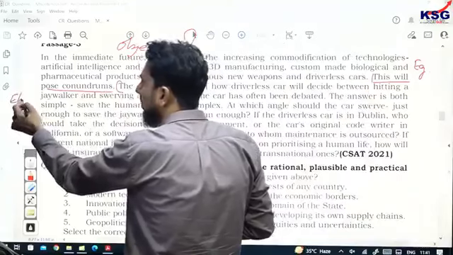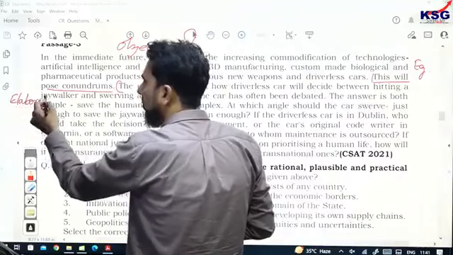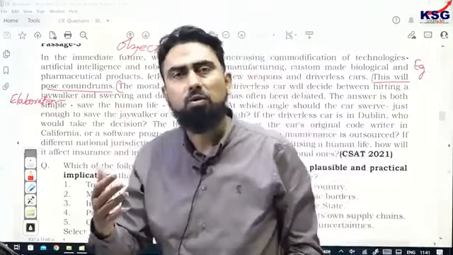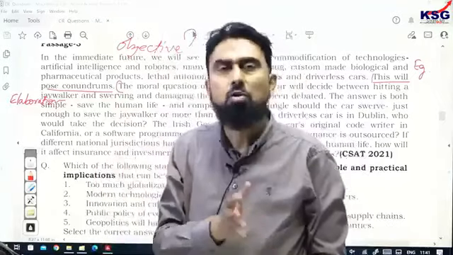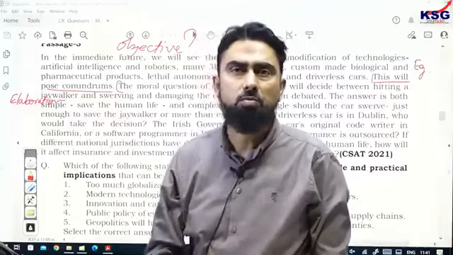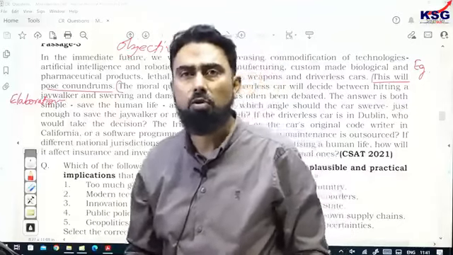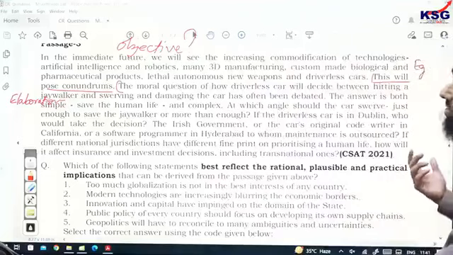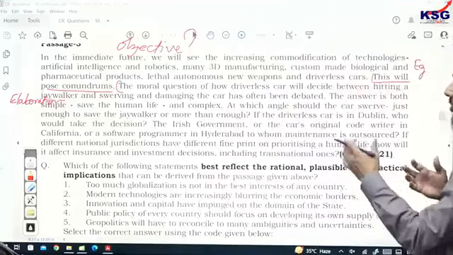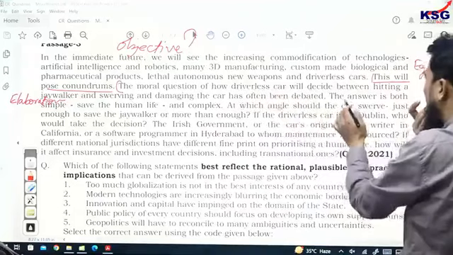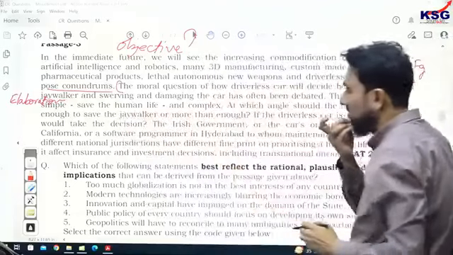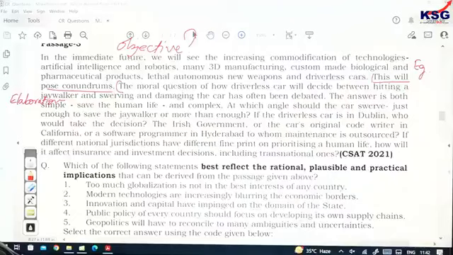Since he has said it will pose conundrums, challenges, complex situations, how will these challenges be there, what kind of conundrums will be there? So he is going into the elaboration or justification of this idea. He has taken up the driverless car as an example. So various issues that need to be addressed, he mentions. He says the answer is both simple, save the human life, and complex. Saving the human life, the answer is simple, but it is also complex at the same time.